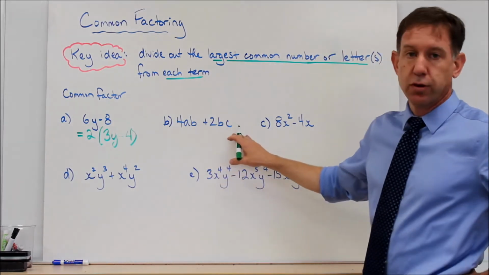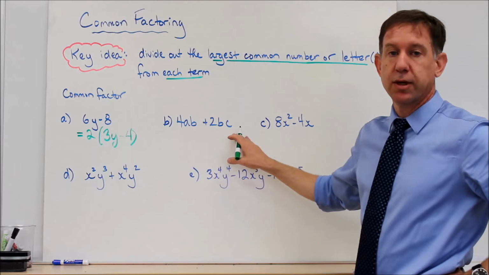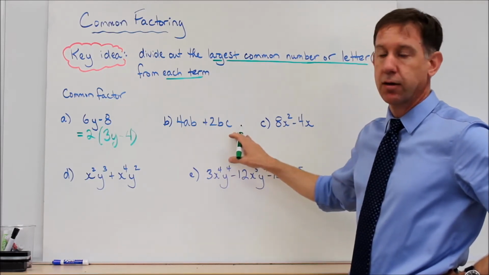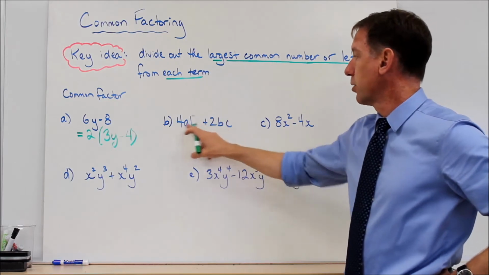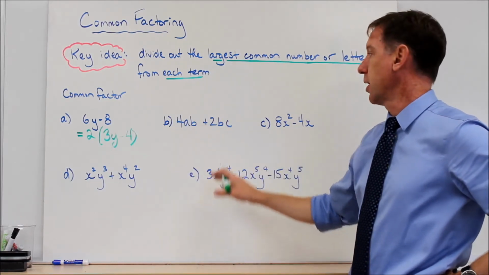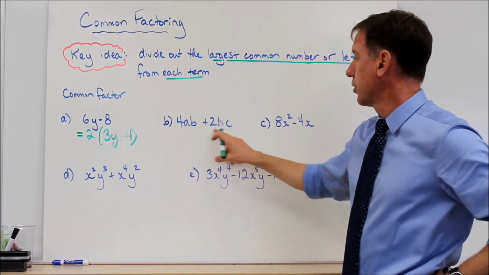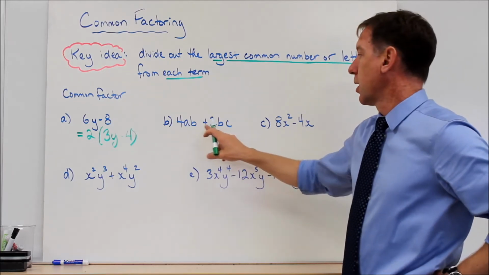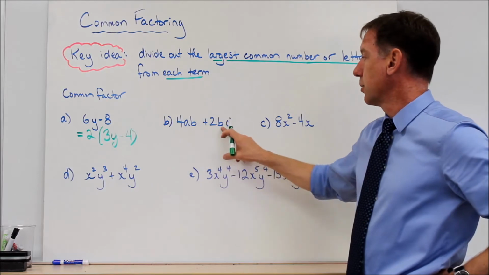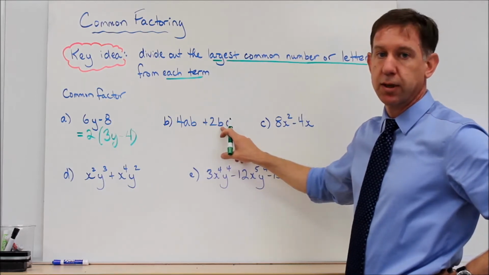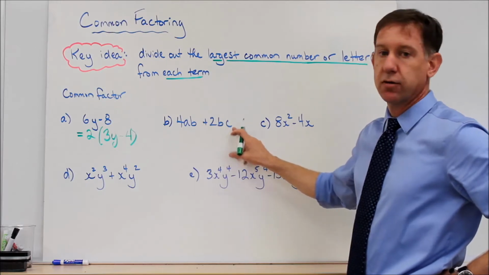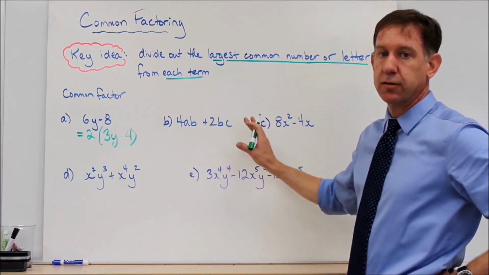Next part, again, just work your way through the question. Look for any common numbers first, and then look for any common letters that can be divided out. In this case here, we can divide out 2 from each of the terms. And secondly, if I scan through the letters here, there's an A here, but no A's here, so we won't divide that out. But we do have a B here and a B here, so definitely a common B in both terms. And no C here, one C here, so no common C, just the B's to be divided out.